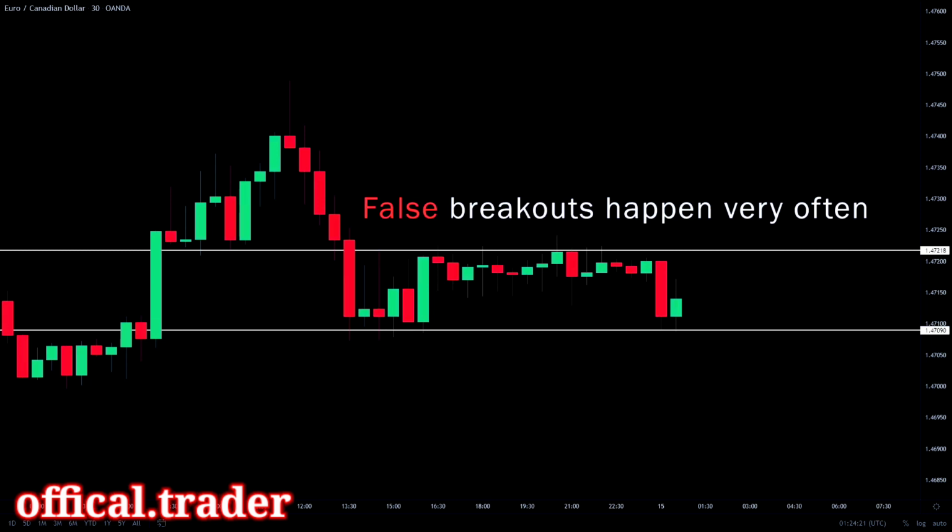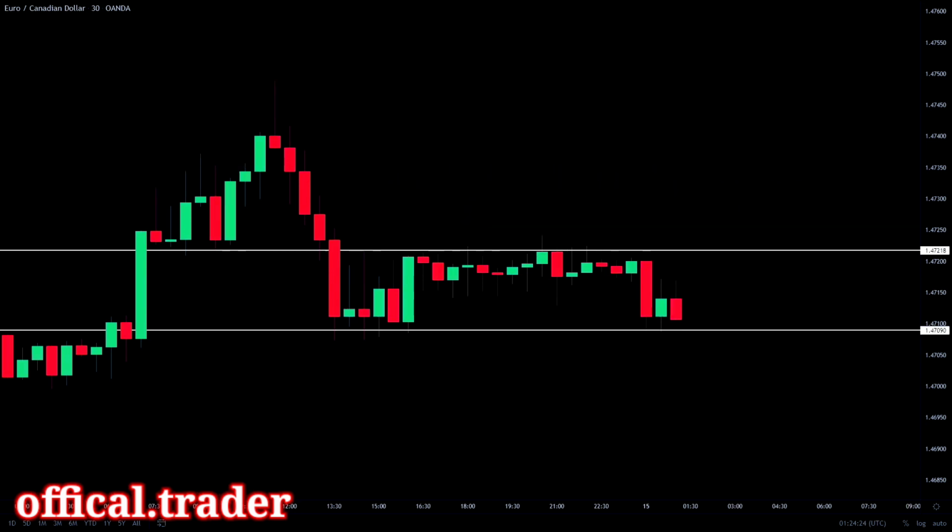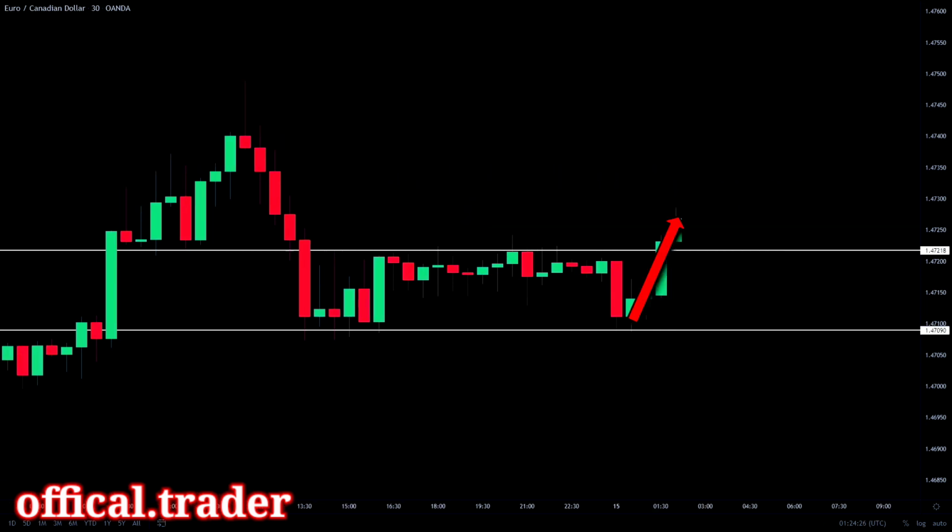And so a simple trick that I like to use to avoid false breakouts is by waiting for a momentum candle to break out of the key level. So a momentum candle could be in the form of a big candle or multiple medium-sized candles with the same color. Let me show you how this works. Here, we can see that the price goes up and breaks above the resistance level. However, notice that the size of the candle that broke out is way too small to be classified as a momentum candle, meaning you don't want to take any positions yet, because this may just be a false breakout.